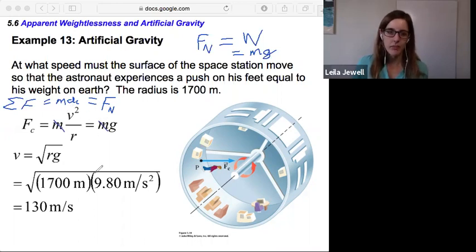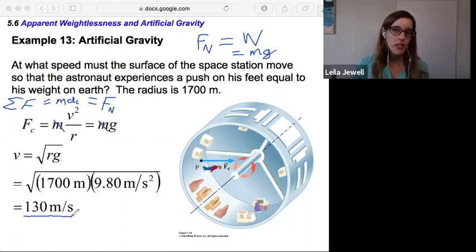It's very convenient. And we can solve for v by multiplying the r across and taking the square root. And we end up with this pretty simple expression that the speed of the space station needs to be rotating at the square root of the radius times whatever acceleration we want the person to experience at their feet, 9.8 meters per second squared if we want to be exactly like Earth. And so then we can calculate that it would have to be moving at 130 meters per second.